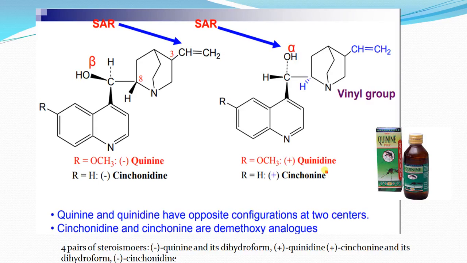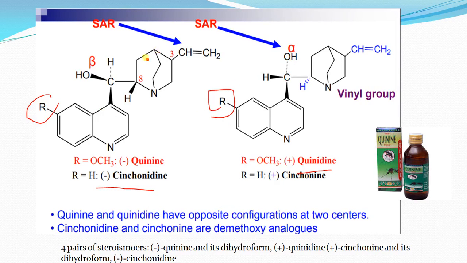Quinine and quinidine have opposite configuration at two centers. Cinchonidine and cinchonine are demethoxy analogs. There are four stereoisomers: quinine and its dihydroform, quinidine, cinchonine, and its dihydroform cinchonidine. I repeat again, quinine has a methoxy group at this R position, and quinidine also has methoxy. But in the case of cinchonine and cinchonidine, this R is replaced with hydrogen.